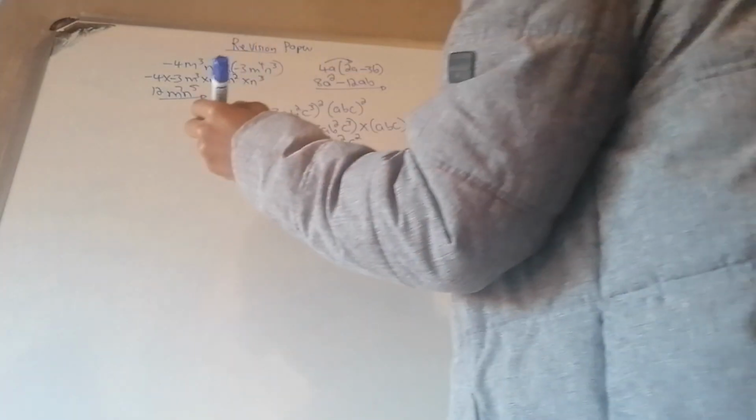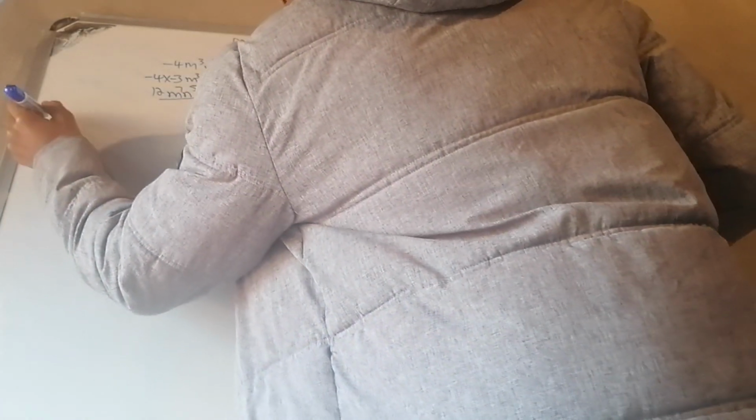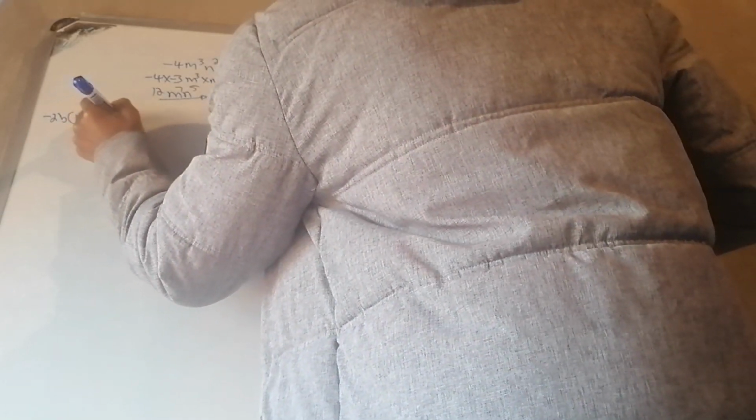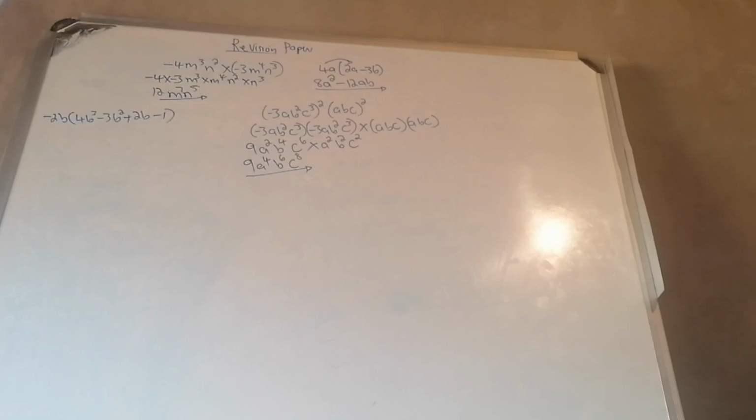Now, the last one, negative 2b into 4b3 minus 3b squared plus 2b minus 1. Now let us try to simplify this one too.